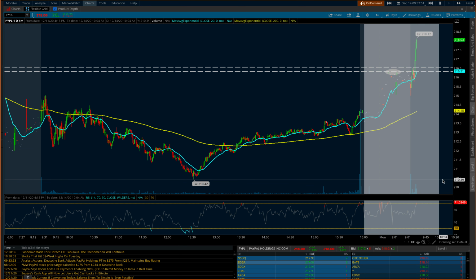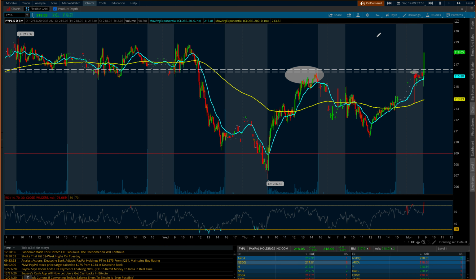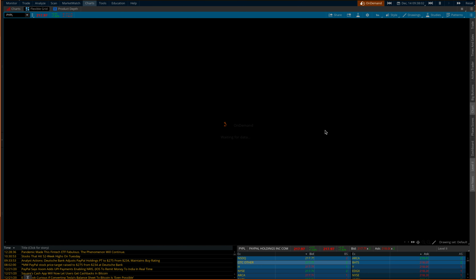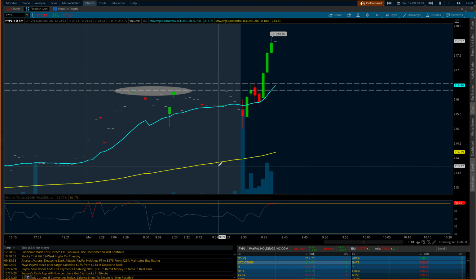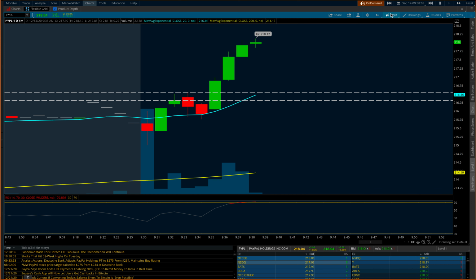Let's keep on seeing what happens. See how the 5-minute candle's doing. That 5-minute candle is crazy. But I really pay attention to the 1 minute. Yep. I think this stock went to like 222 that day. Yeah, it created a new high.